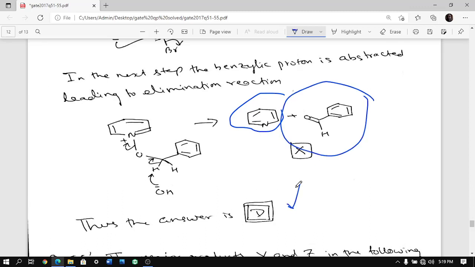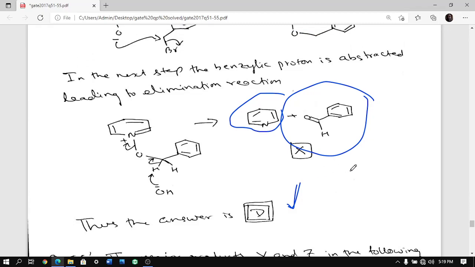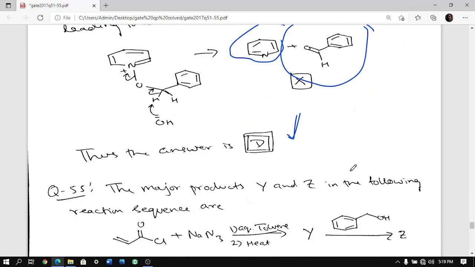So this answer is D. It looks very easy, but it was one of the very rare examples. Generally pyridine oxide does not go for a reaction like this.